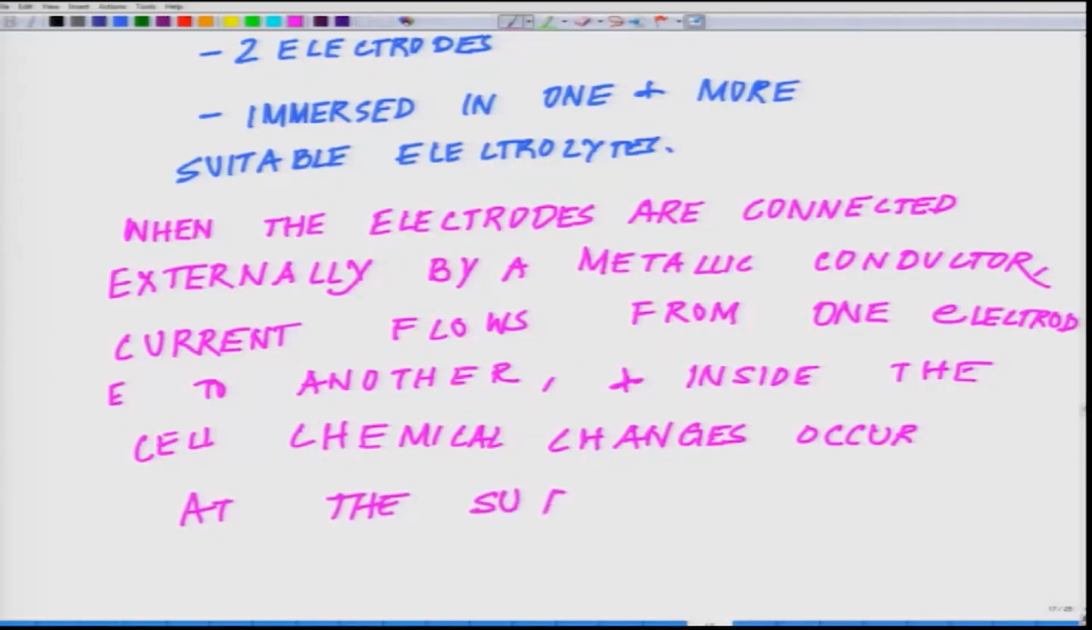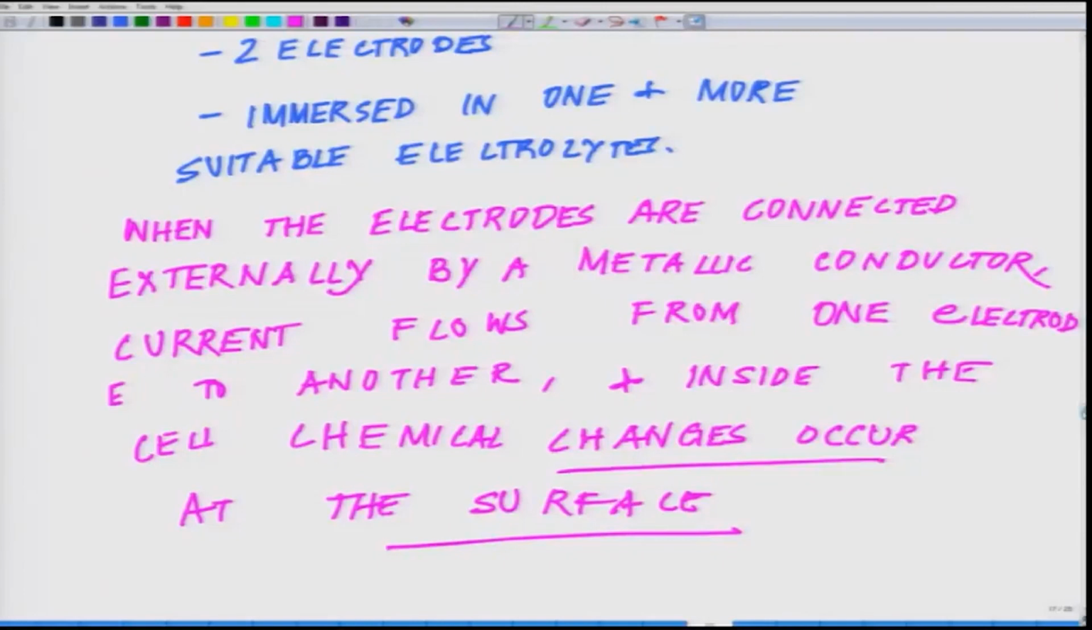So, now what are the chemical changes which are occurring at the surface of the electrode? This part is important, what we will be dealing with. A galvanic cell is also rightly called an electrochemical cell, whereas an electrolytic cell is the one in which electrical energy from an external source is used to carry out a chemical change.